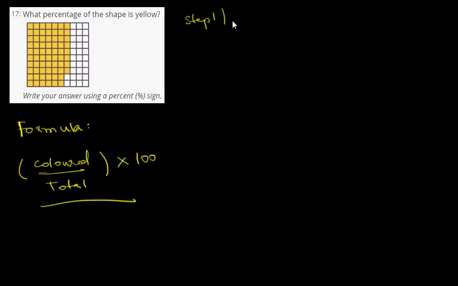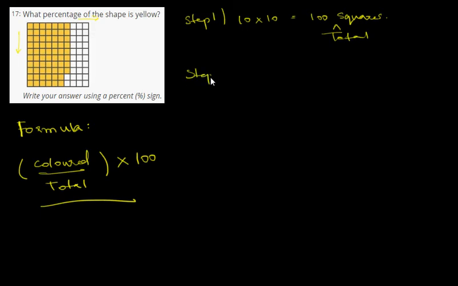So let's count them. 1, 2, 3, 4, 5, 6, 7, 8, 9, and 10. So we have 10 squares across, and 1, 2, 3, 4, 5, 6, 7, 8, 9, 10. So we have 10 squares down. So 10 across, 10 down. It's a 10 by 10 grid, which means there are 100 squares in total. This is the total number of squares.